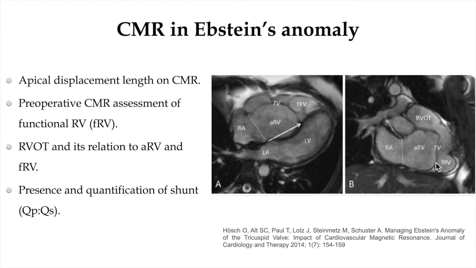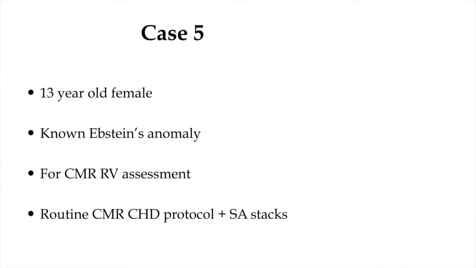Again, this is the anterior leaflet which is elongated. This is the posterior leaflet of the tricuspid valve which shows the apical attachment. And then this is the RA, atrialized RV, functional RV, and the RVOT. Let's see one case. A 13-year-old female, known case of Ebstein's anomaly, came for RV assessment on cardiac MR. The protocol for Ebstein's anomaly is the routine cardiac MR protocol, plus we acquire the short axis stacks, as we can see the valves more clearly on the short axis images.